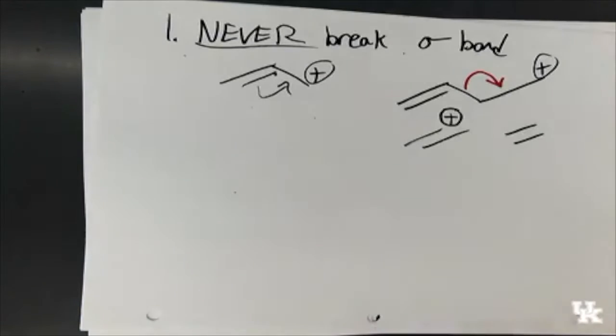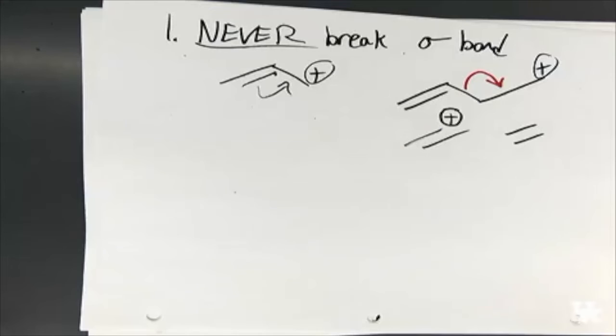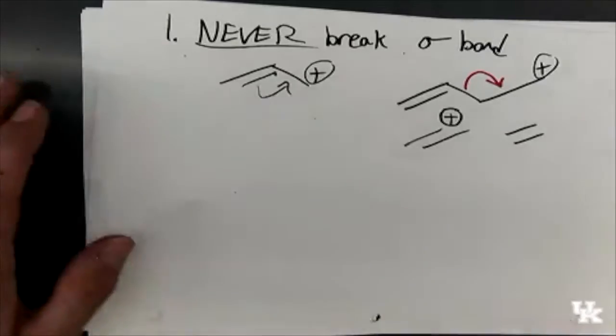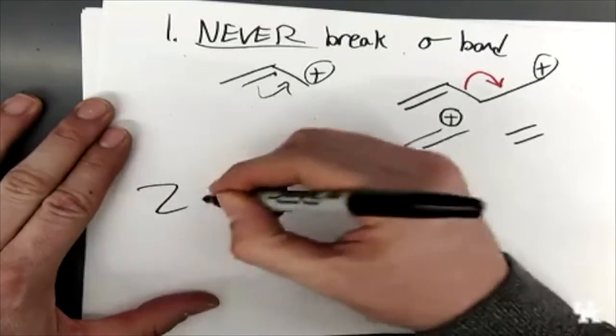Now, number 2 is always obey the octet rule if you can. You're going to see, as we move through talking about resonance structures, that it's all about comparisons. Which structure is better than others? So here, obeying the octet rule if you can really makes a difference. Okay? For instance, I should probably write it down.